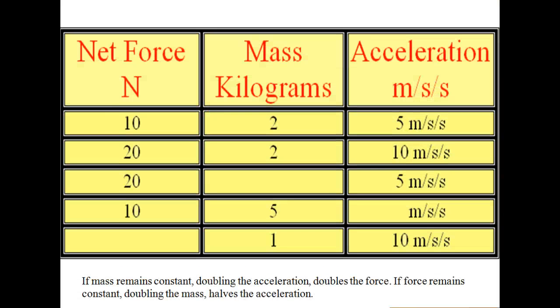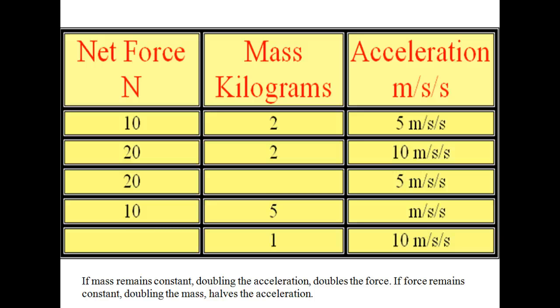This chart really shows a whole bunch of stuff. I don't really care to write anything down on this chart. We'll talk about it when we get to class. But the part at the bottom is what's most important. So if our mass remains constant, doubling the acceleration doubles the force. And if the force remains constant, doubling the mass halves the acceleration. So it depends on what side of the equal sign we're talking about.